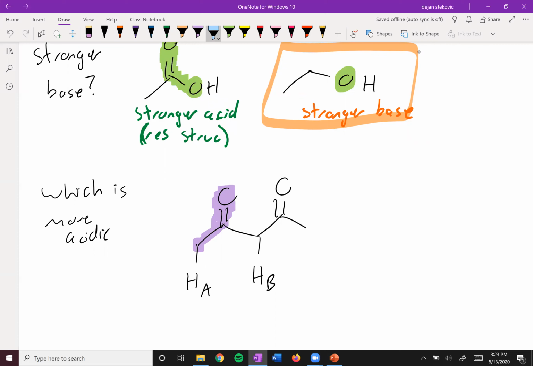Whereas if we remove HB and place a negative charge here, it can be in resonance with both of these double bonded oxygens. And so that's going to be more stable and thus more acidic. So the correct answer here is HB is going to be the more acidic proton, and that's because of resonance.